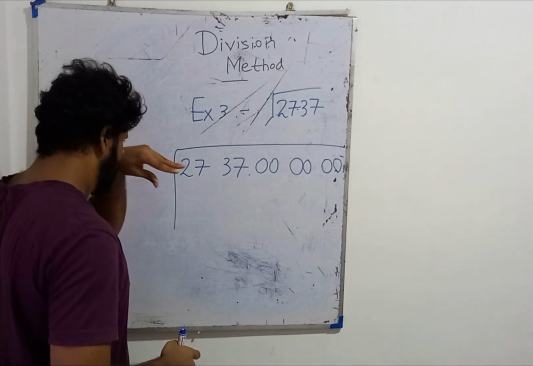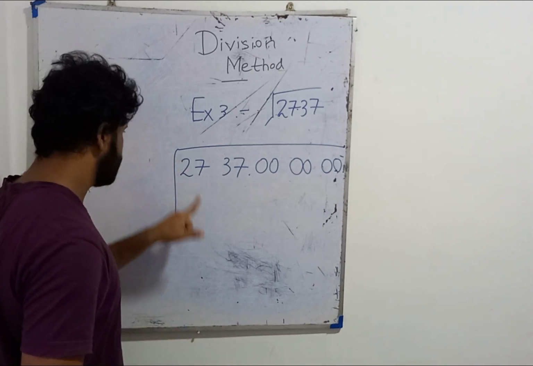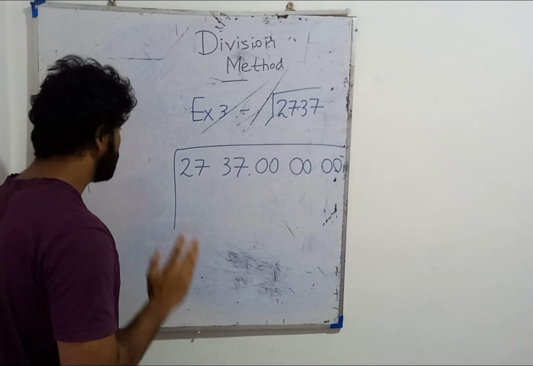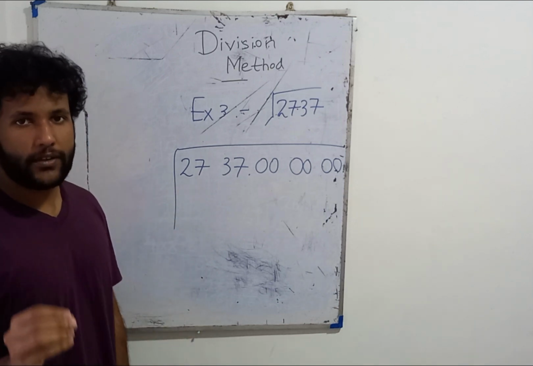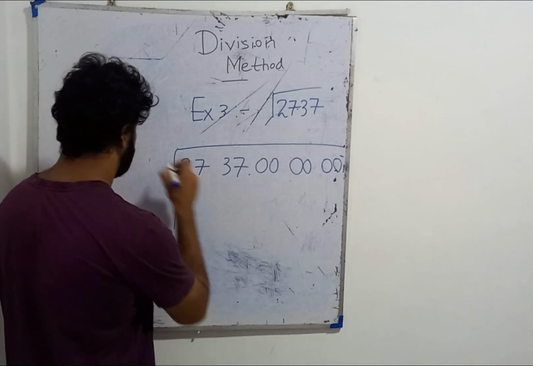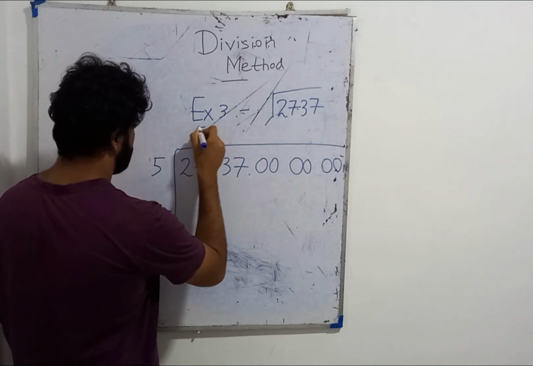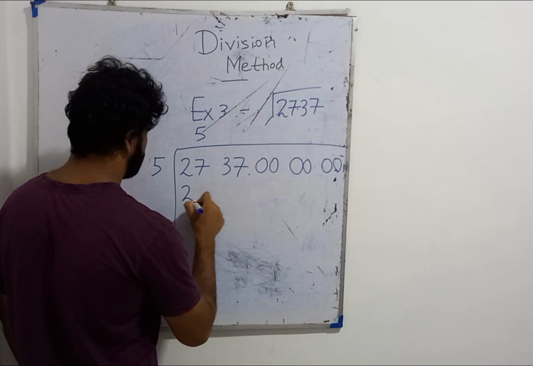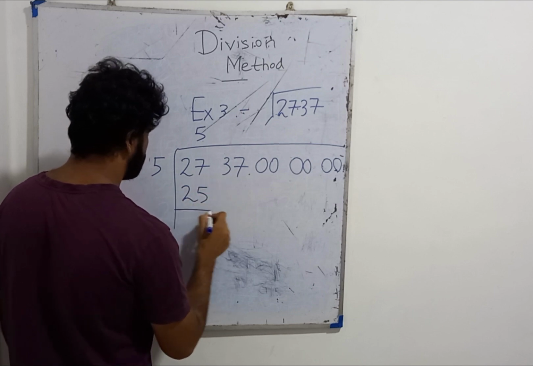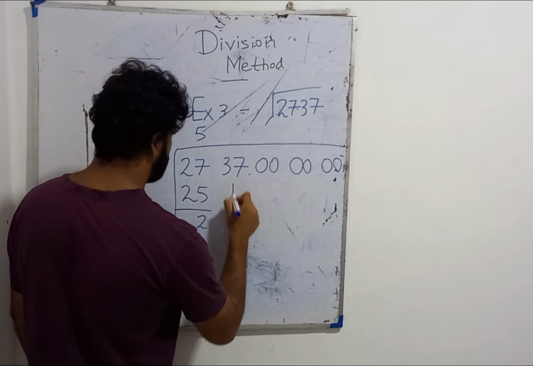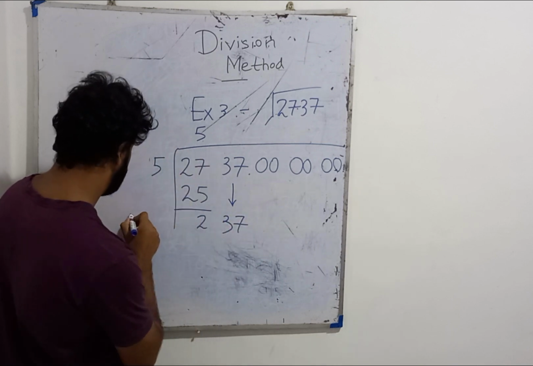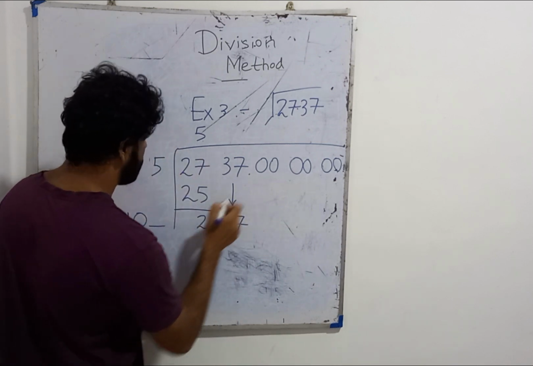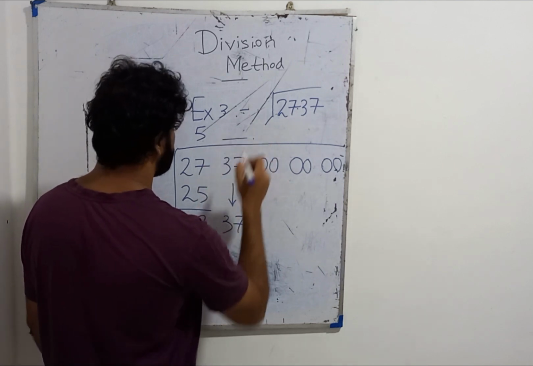Consider from the left side. Now 27 is there. What is the closest perfect square to 27? That's going to be 25, right? Then 5 into 5, 25. 2 remaining. You go down 37. This is going to be 10. Keep the space there, keep the space there as well.